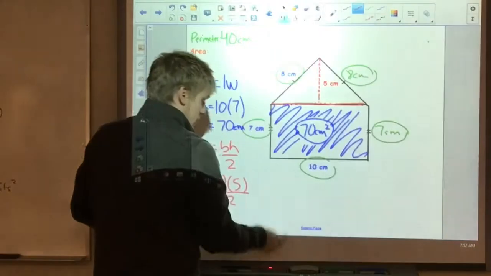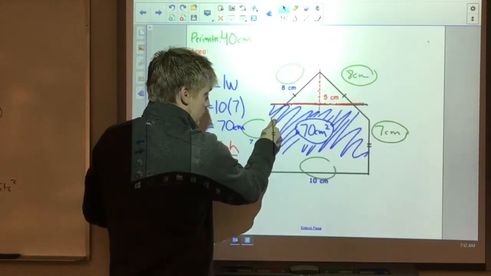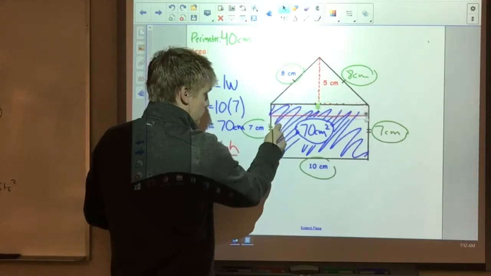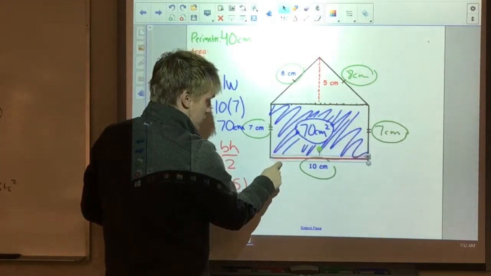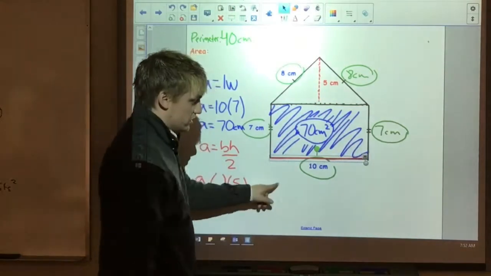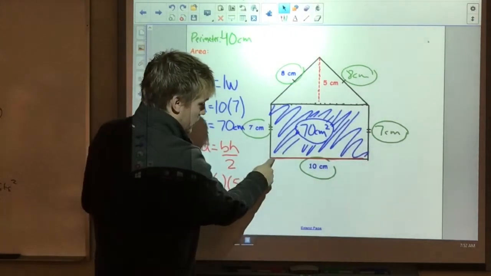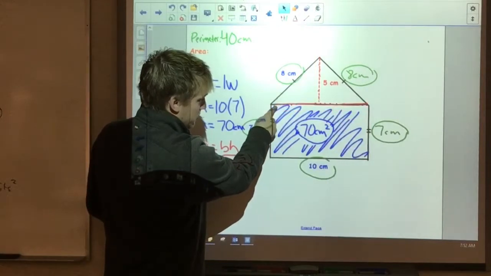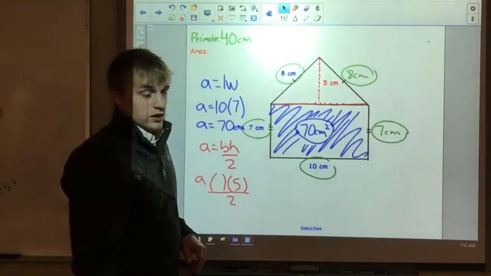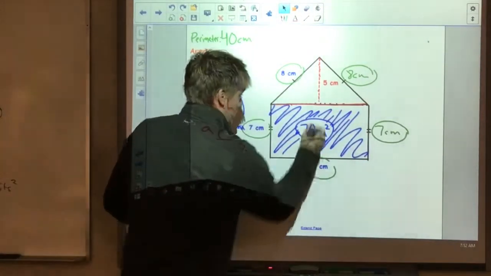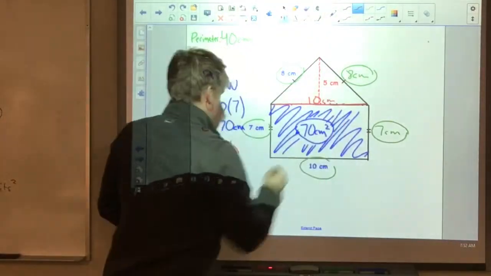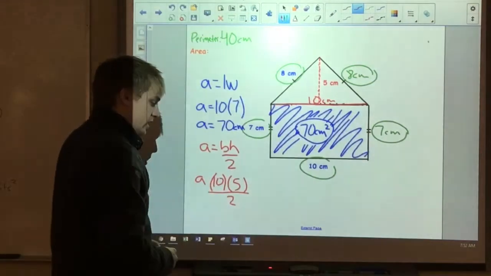Okay, so this red line that I drew is equal to what's parallel to it, which is 10. See how that red line right here is equal to 10 centimeters if we look parallel to it. Okay, so we can say that the base here is 10 as well, centimeters. So in our formula we can put in 10.